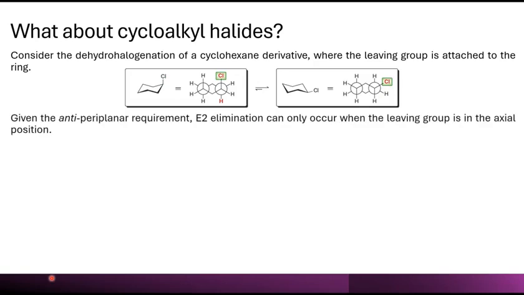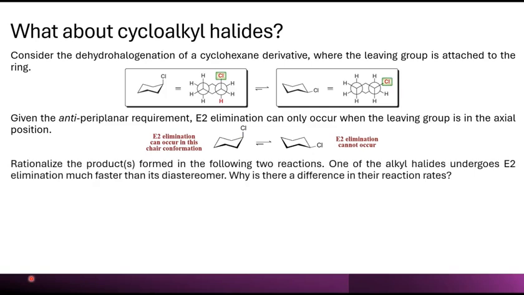we are looking at. Given the anti-periplanar requirement, E2 elimination can only occur when the leaving group is in the axial position. Therefore, in this chair conformation, E2 can occur, but in this chair conformation, E2 cannot occur. Here it is equatorial, and in the first one it's axial.